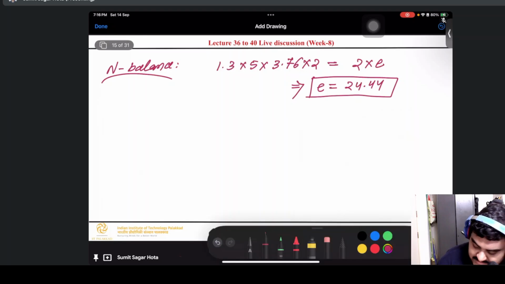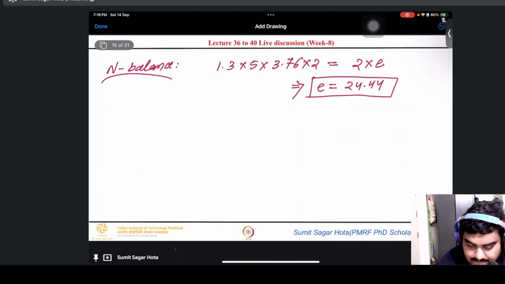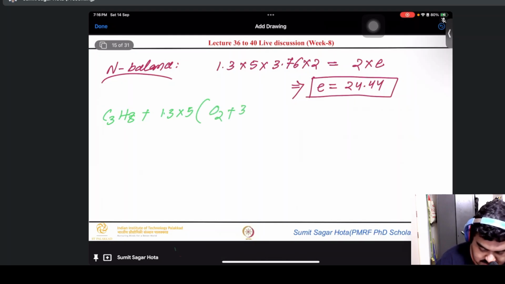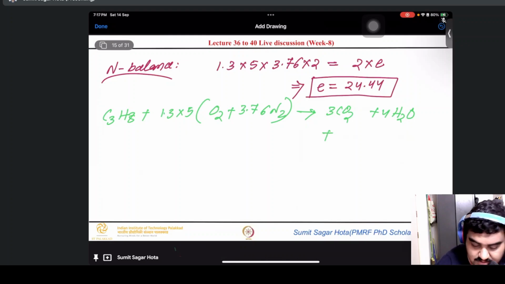Now we can write down the final equation. C3H8 plus 1.3 into 5 times (O2 plus 3.76 N2) gives rise to 3 CO2, 4 H2O, plus 1.5 times O2, and 24.44 times N2. Okay, this is your final equation.